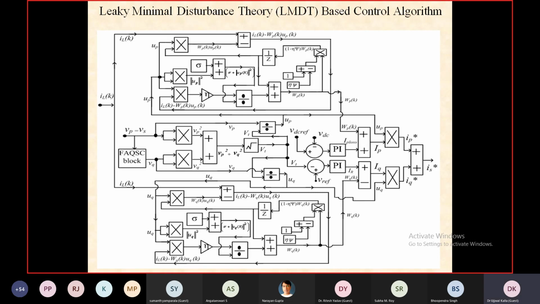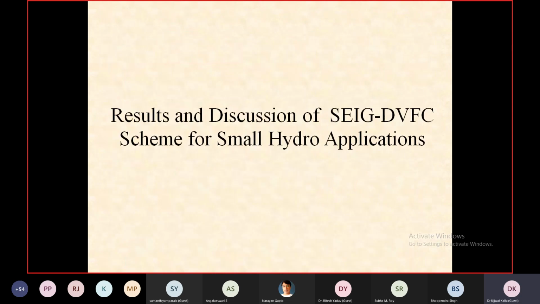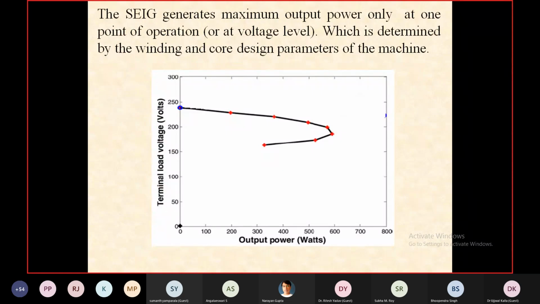They accepted this scheme not because of what I have explained to you till now. IEEE Transactions on Industrial Electronics accepted this scheme for publication because of using this scheme, I operated the induction generator at a single point of operation, where it was giving the maximum output power.